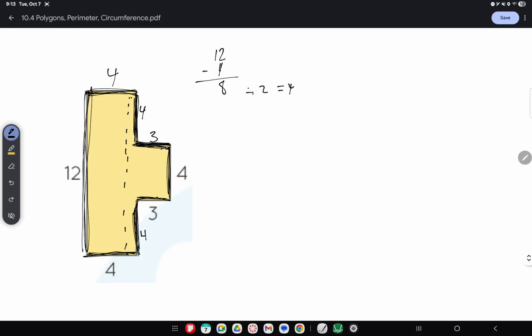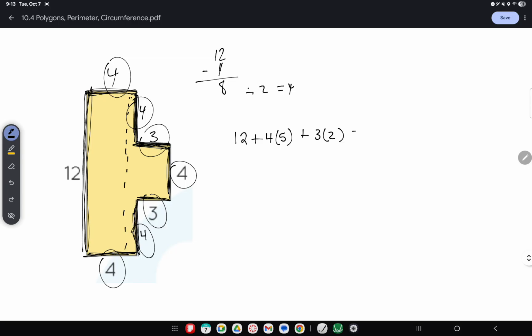And now I can add up all the sides. So here's what I'm going to do. I'm going to group them a little bit easier and say there's 12. And then there's 1, 2, 3, 4, 5 pieces that have a measure of 4. And then there's 1, 2 pieces that measure 3. And then I'll see what that adds to. So let's see, that's 12. 4 times 5 is 20. And 3 times 2 is 6. And then 12 plus 20 is 32. 32 and 6 makes 38.